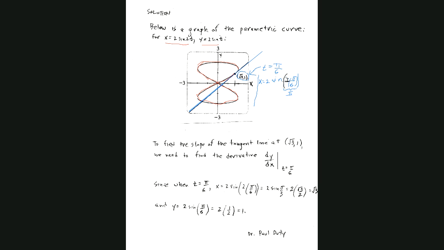So you're going to get x equals 2 times the sine of pi over 3. Well, the sine of pi over 3, the sine of 60 degrees, is √3 over 2. So that'll equal √3. And then for y, when t is pi over 6, y will equal 2 times the sine of pi over 6.